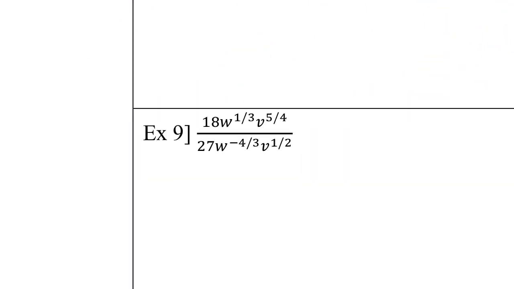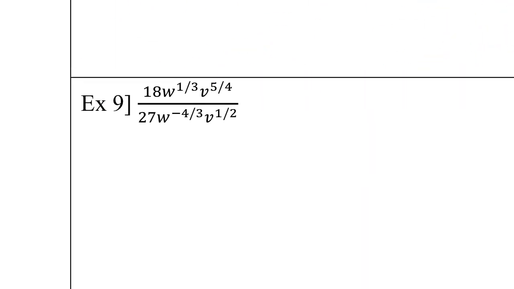Let's try the last one. So example 9, we're going to simplify this gigantic fraction. So I have 18 w to the 1/3 v to the 5/4 over 27 w to the negative 4/3 v to the 1/2. So we don't want to change these into radicals because radicals are a lot more strict than exponents are. So we're going to leave these the way they are.